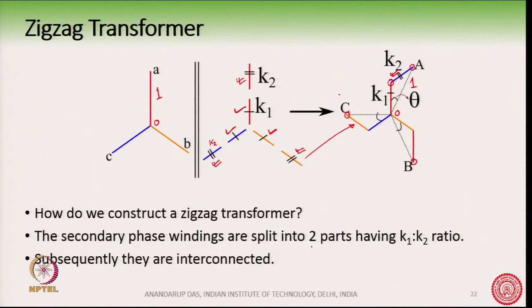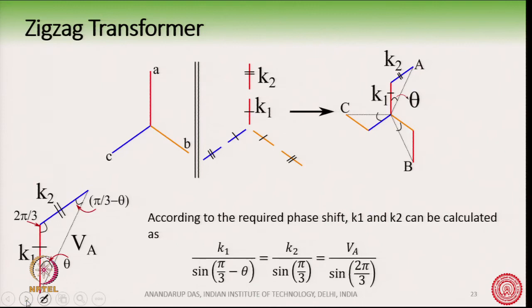So, this is a zigzag transformer. This is the star side and this is the zigzag transformer connection and the corresponding phasor diagram here. The amount of phase shift on the output of the zigzag transformer can be controlled or adjusted by changing the values of K1 and K2. This is also shown here mathematically.